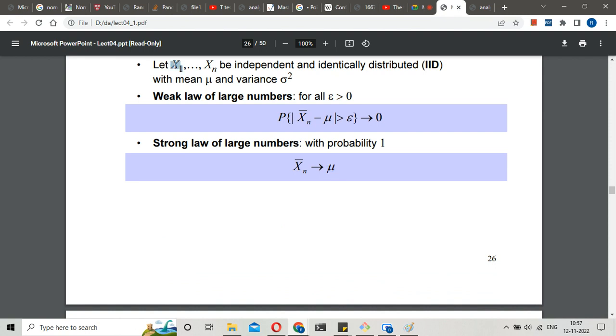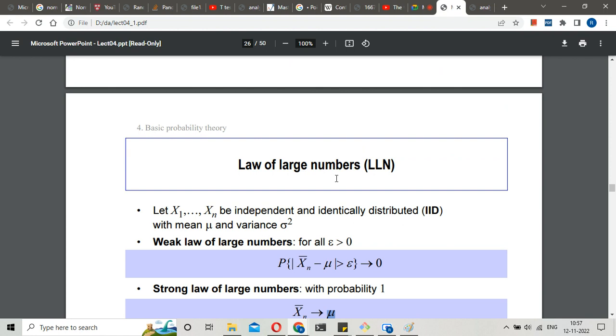See what they are saying: Xi has mean mu and Xn has mean mu, and there is a 100% chance that their mean will be mu only. It is quite obvious, right? Suppose the average height of 10 students in class A is 150 centimeters. In the next class also it is 150, and the next class also 150. If you take the average of these averages, it will also be 150. That is what the law of large numbers says.